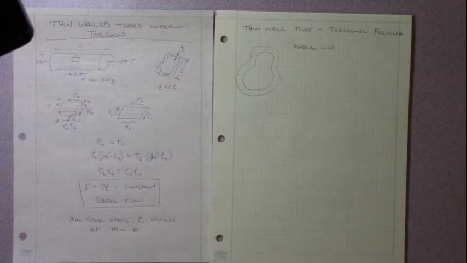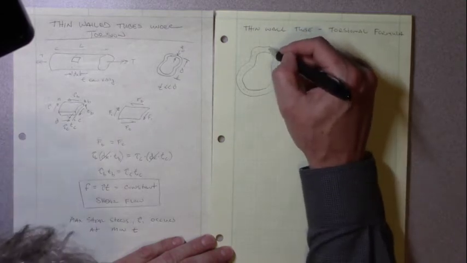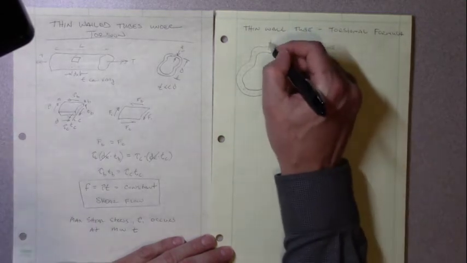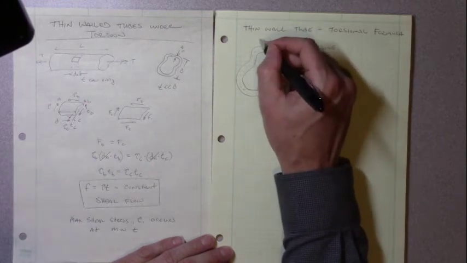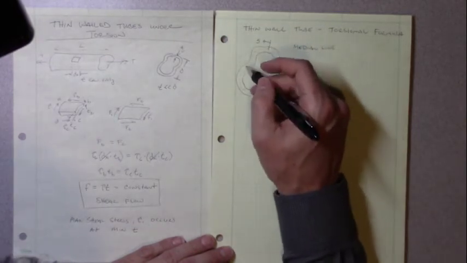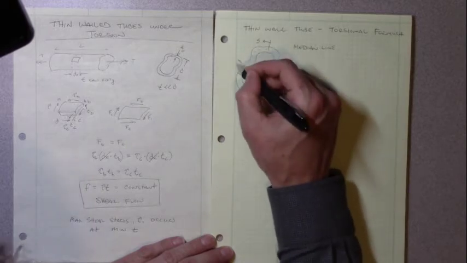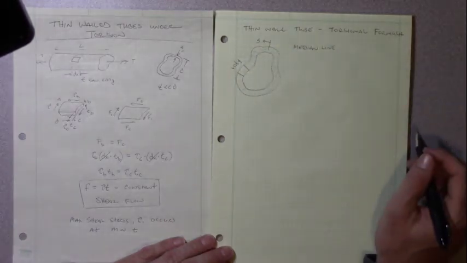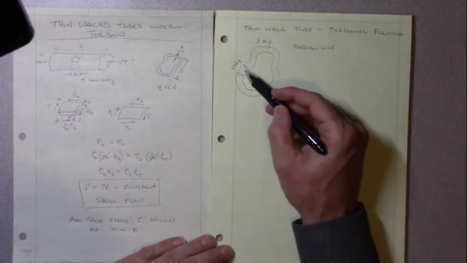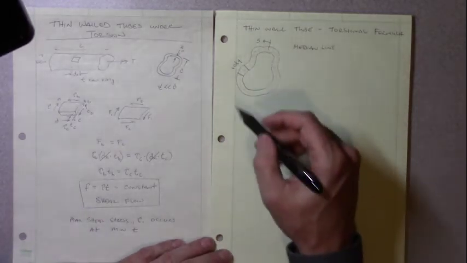Now, when we look at the analysis, we're going to really use this median line. If we look at the length of that, let's say we have a starting point here, and if we go around that median line, we're going to talk about distance S. I'm going to show another little section right down here and call this ds. So that ds is a small section around our perimeter.